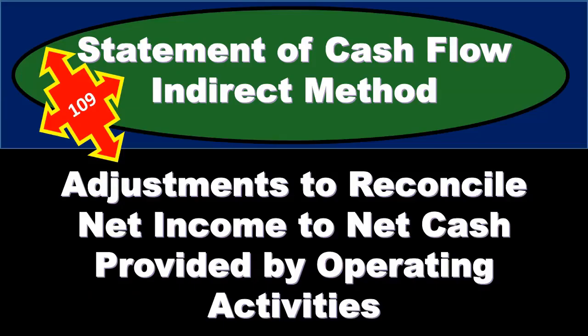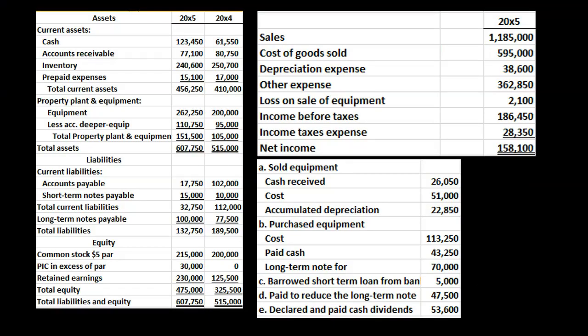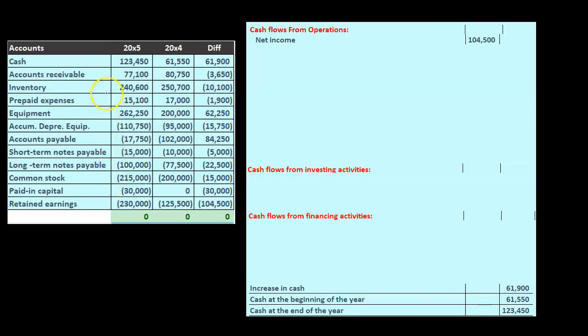In this presentation, we will continue putting together a statement of cash flows using the indirect method, focusing on adjustments to reconcile net income to net cash provided by operating activities. So this is the information we will be using. We have the comparative balance sheet, the income statement, and added information. We took this comparative balance sheet to create our worksheet. So here is our worksheet for the two time periods.